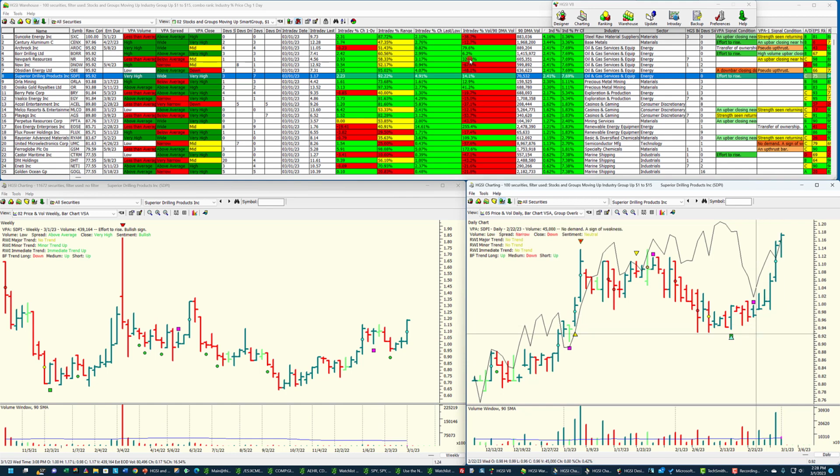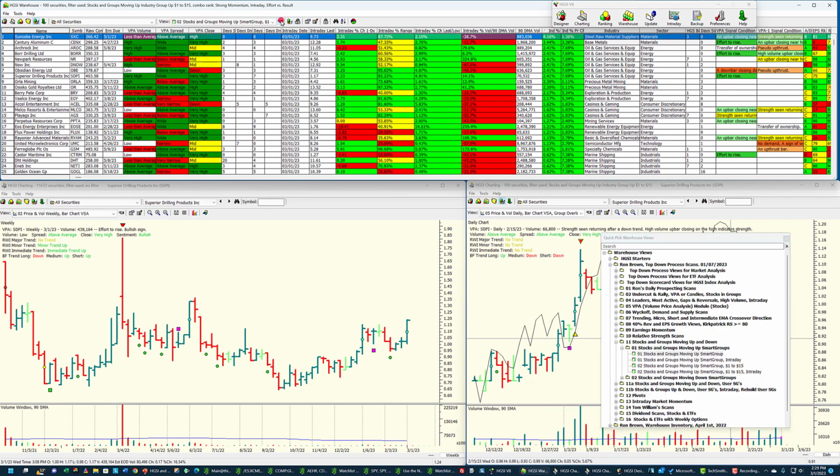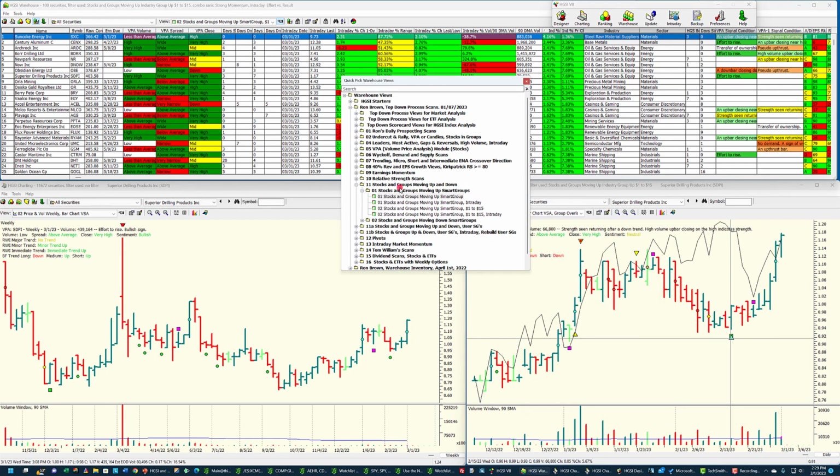Let me find something else if I can. Okay, here's one that's... Oh, that's the one I was just looking at. These are all really inexpensive, but I'm in the stocks and groups moving up $1 to $15, and you're going to find a lot of stocks like this. Anyway, the principles are the same with volume price analysis and group movement. Now, I don't want this video to get extremely long, so I'm going to move on to something else.